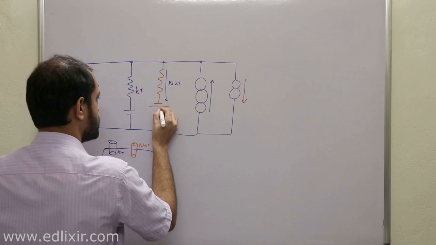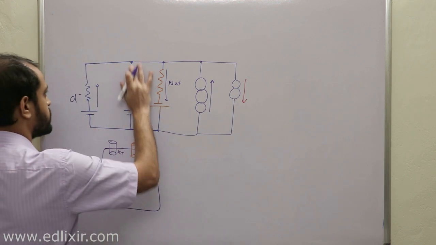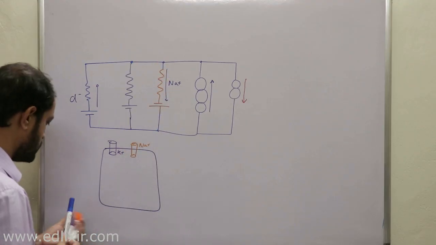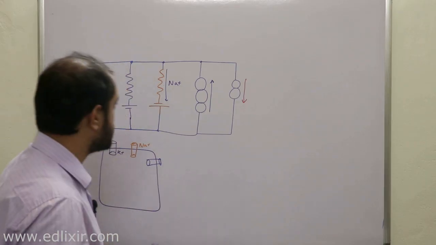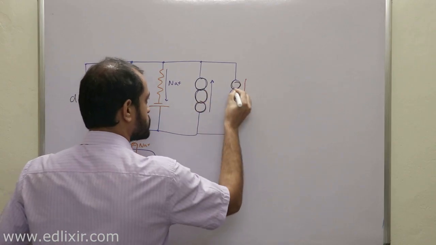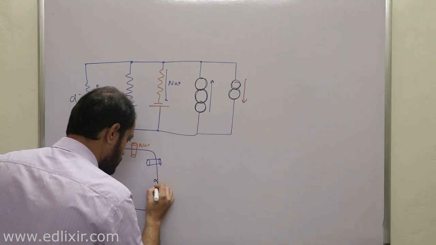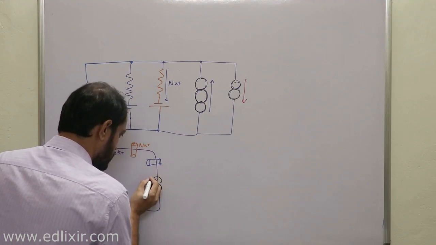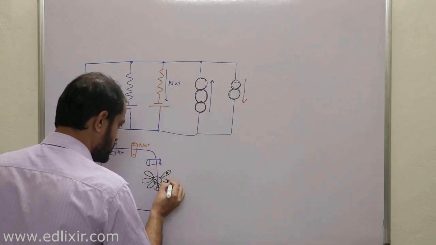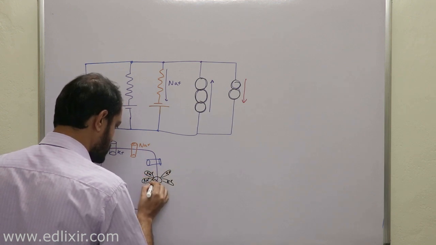So this is your sodium channel. This is your potassium channel, and this is your chloride channel, and this is your sodium potassium pump. Now suppose this is your alpha beta, right? 3 sodium and 2 potassium, right? K plus, Na plus, Na plus, Na plus.